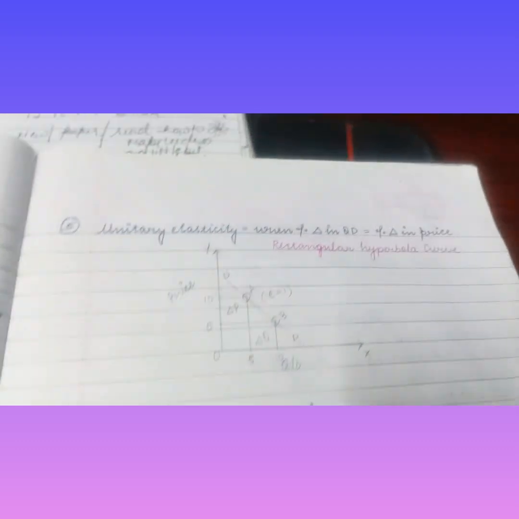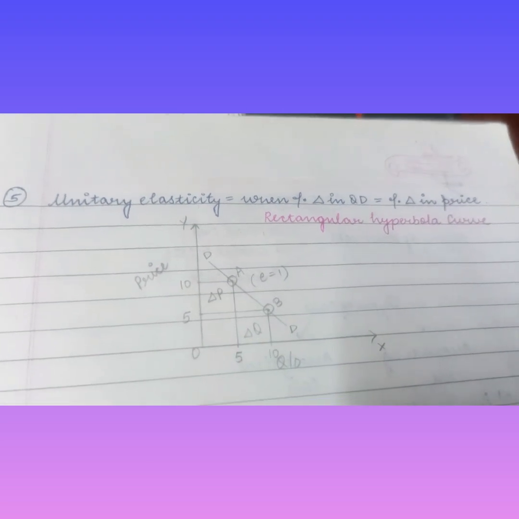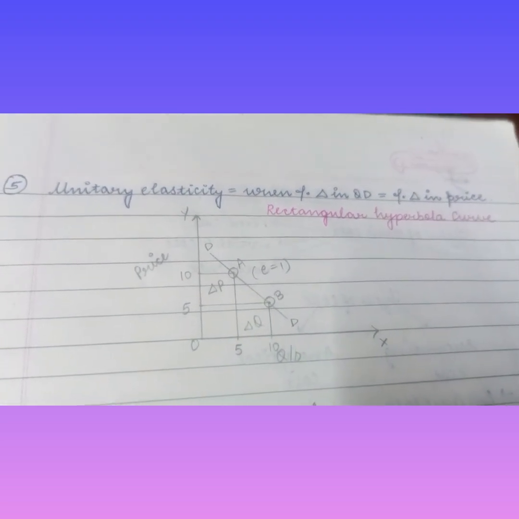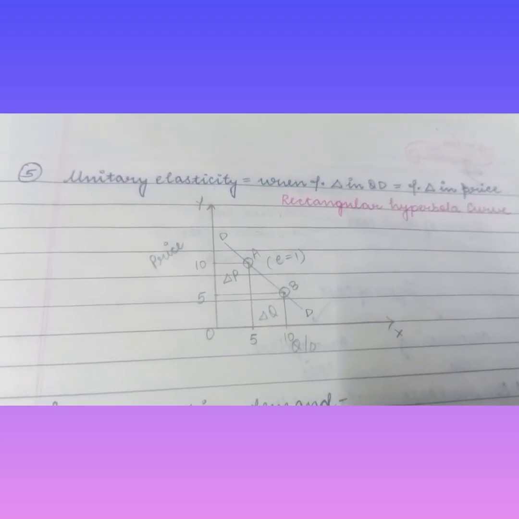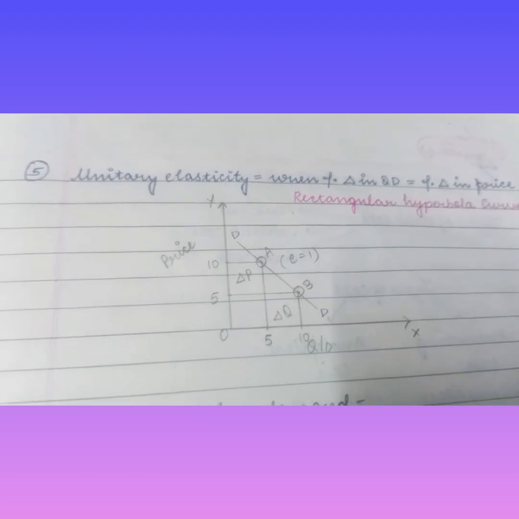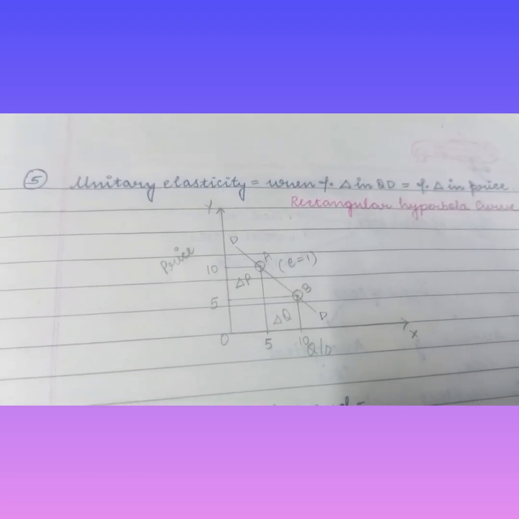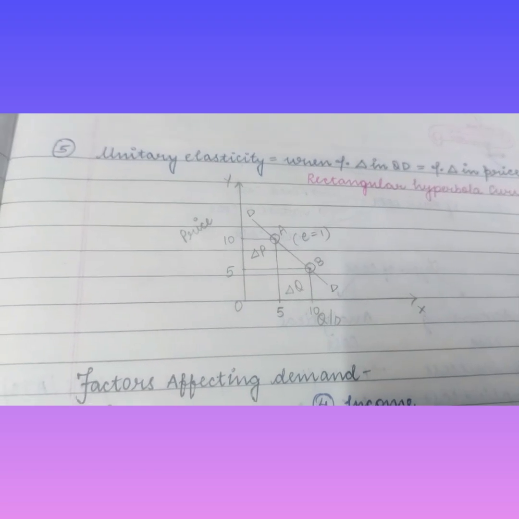Next comes unitary elasticity of demand. It says the percentage change in quantity demanded is just equal to the percentage change in price. So that's why the curve is downward sloping and E is equal to 1.